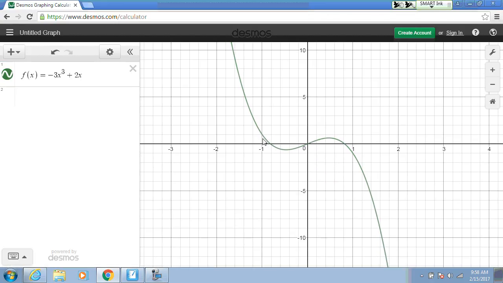f of x equals negative 3x cubed plus 2x. Let's talk about slope. In this segment, what's happening to my slope? It's negative slope. What's happening to it, though? Yeah, it's becoming less negative. So it's going to be something like this, becoming less negative. At this moment right here, it's 0. What's the slope from this point? Positive. So it's going to go right here to 0, then be a little bit positive.